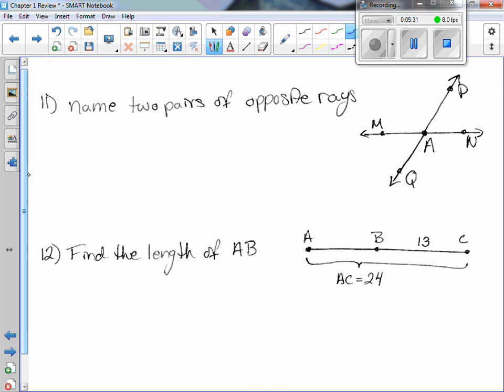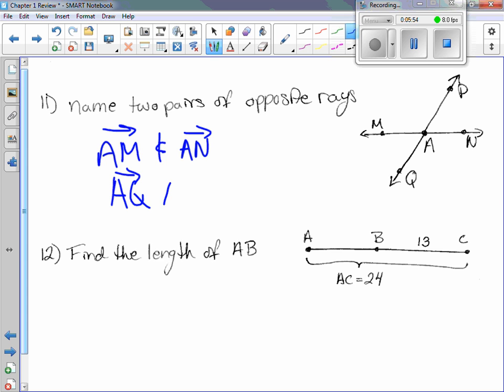Name two pairs of opposite rays. Well, one opposite ray pair would be AM and AN. MA would not work because opposite rays are two rays that go in opposite directions. AQ and AP would be the other set. Now with opposite rays, the endpoint for both of them will be the same. It should be the same.